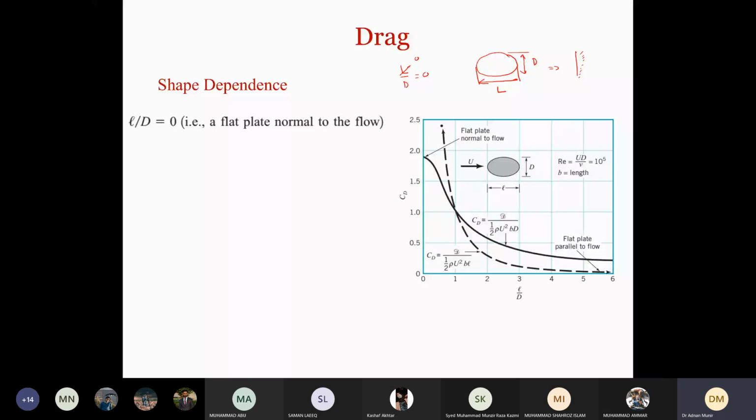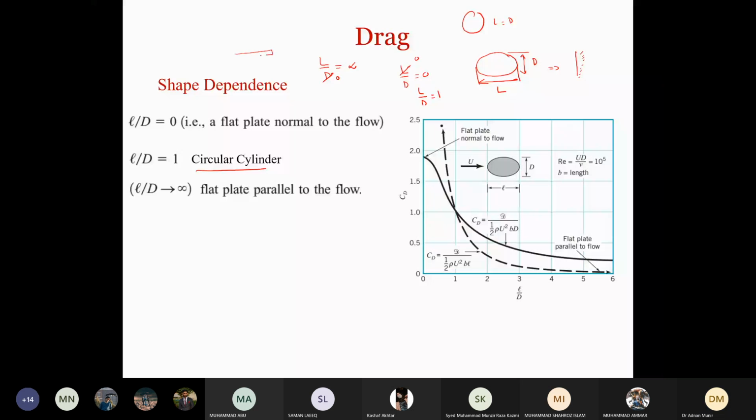So now when L by D equals 1, we have a circular cylinder in that case where L and D are the same here. And then the third case is when L by D equals infinity, that means D is 0 now. When D is 0, that means we have a flat plate parallel to the flow. So we have three different configuration classifications, right?